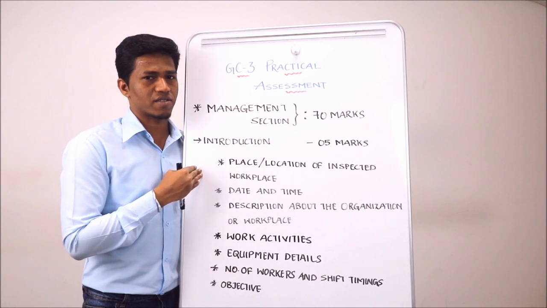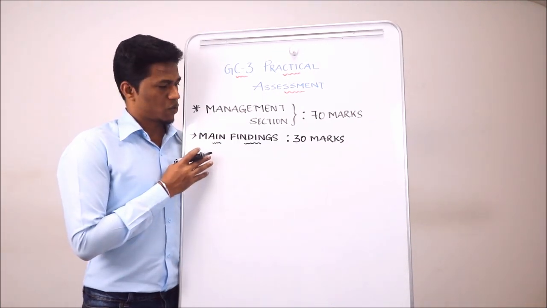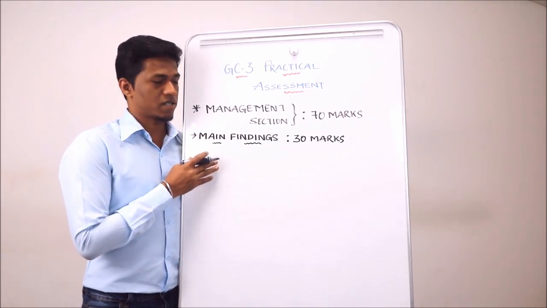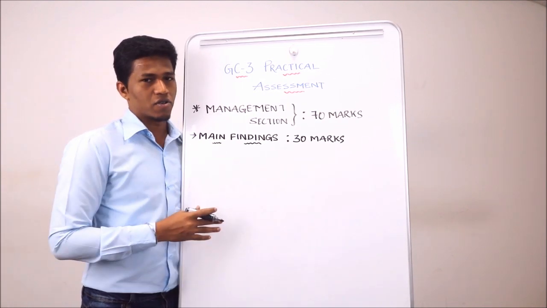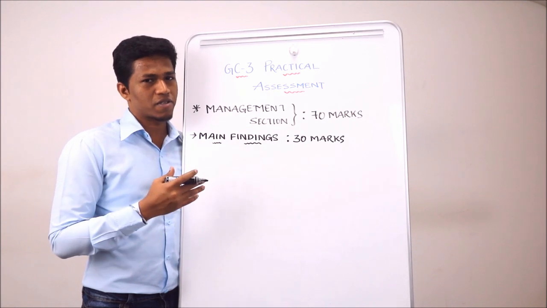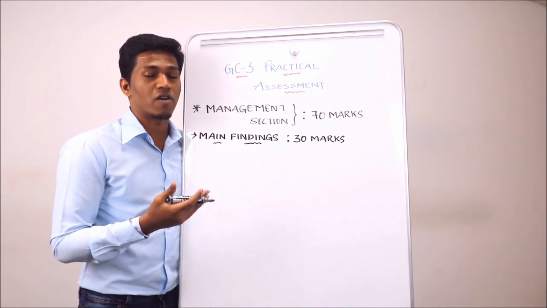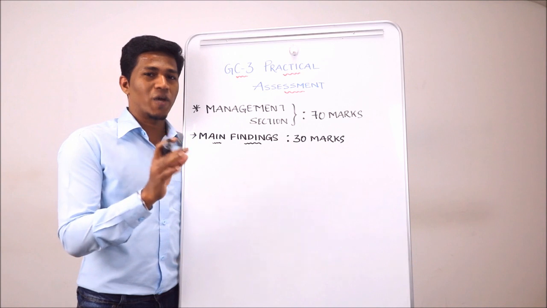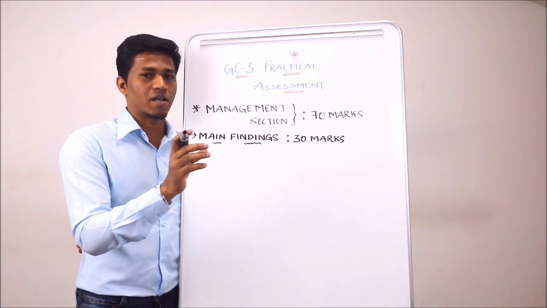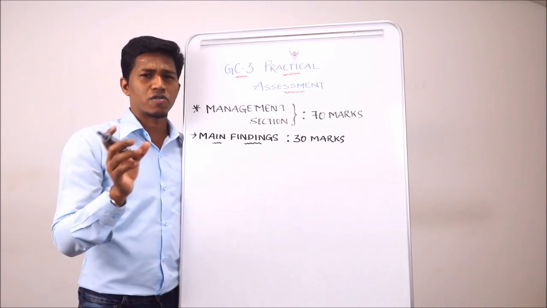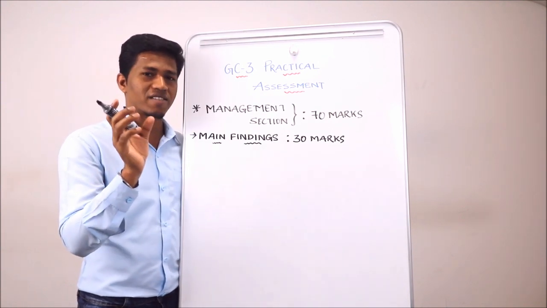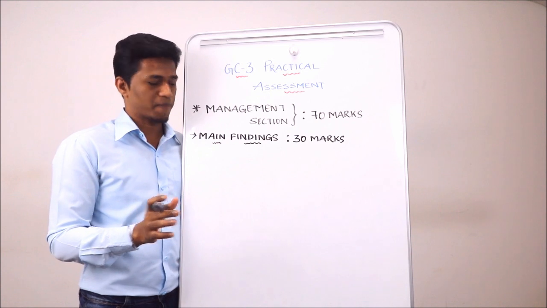We'll jump to your next section. Followed by your introduction, your next section is main findings. Now, main findings is of 30 marks. So the immediate thought that comes to my mind is, 30 marks, so I need to write a lot. Absolutely not. Be very specific, be crystal clear, rather than exaggerating or elaborating your section. Just focus on the keywords, just focus on what exactly you want to explain.